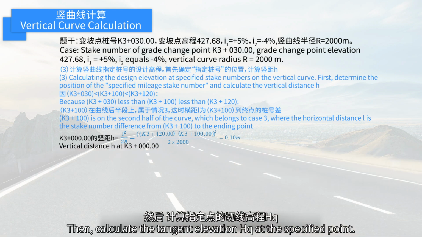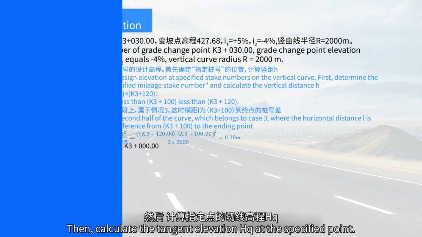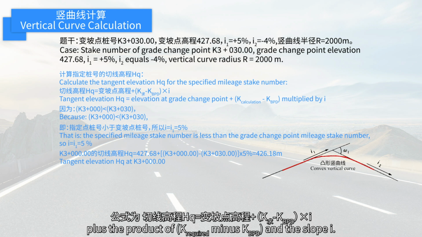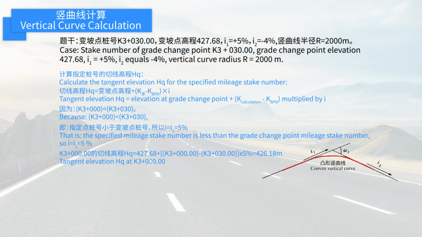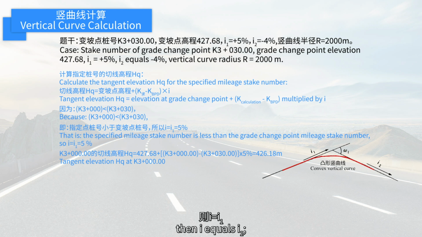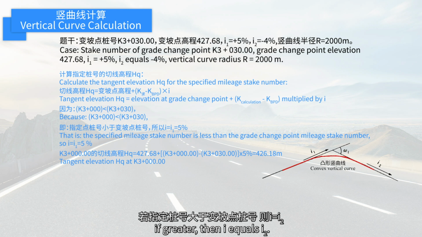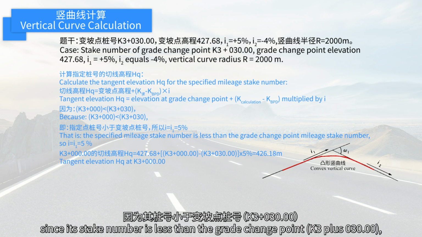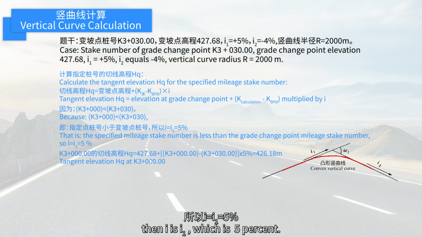Then, calculate the tangent elevation HQ at the specified point. The formula of the tangent elevation HQ equals the grade change point elevation plus the product of K required minus K BPD and the slope I. Pay attention. In the formula, if the specified stake number is less than the grade change point number, then I equals I1. If greater, then I equals I2. For K3+000.00, since its stake number is less than the grade change point K3+030.00, I is I1, which is 5%.